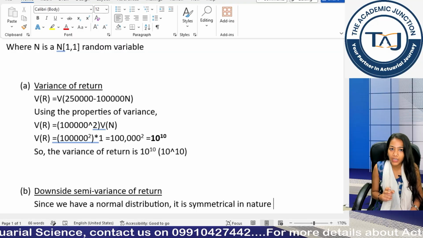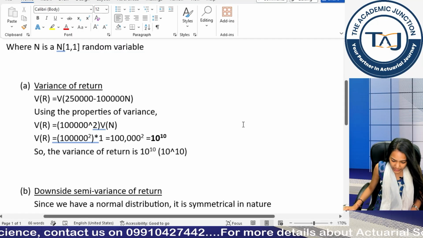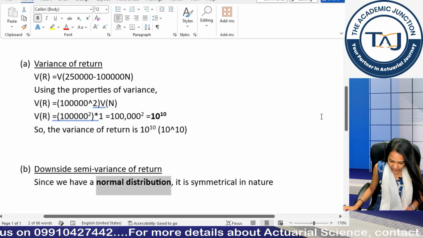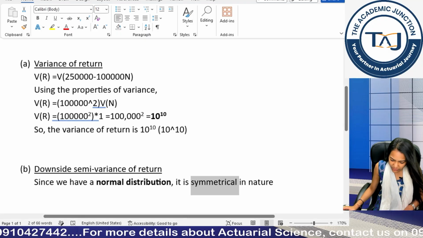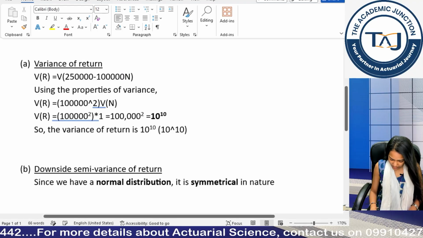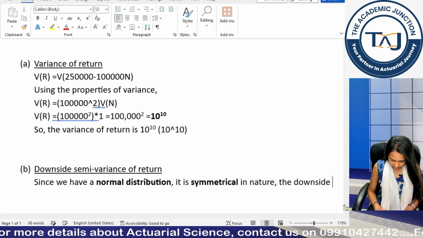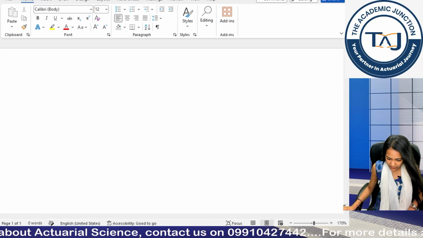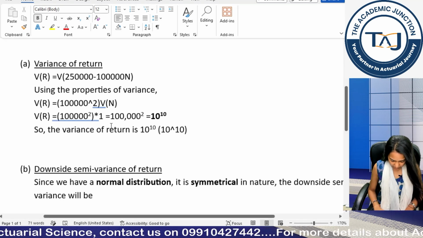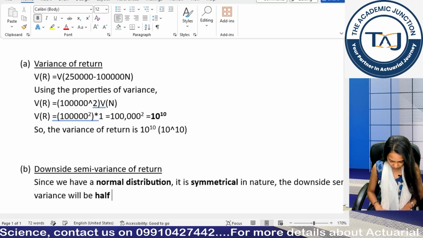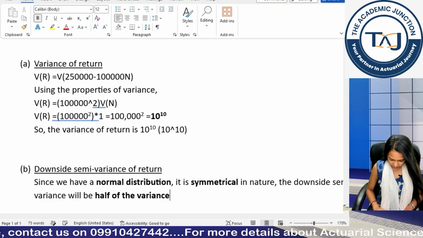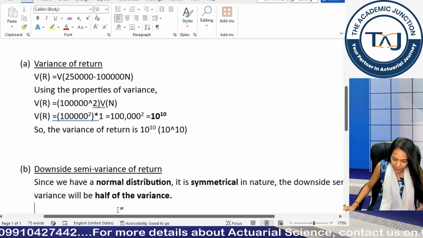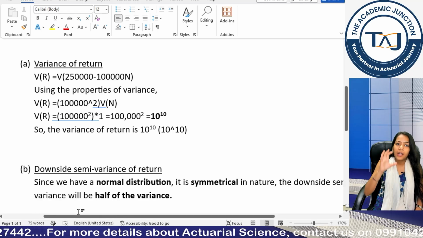This is worth 2 marks. These keywords, for example normal distribution, are keywords for you. Control B to bold that, or you can underline it. Symmetrical is a keyword. The downside semi-variance will be half of the variance is again your keyword. Look, this is half mark, this is half mark, this is half mark, and finally your half mark will be the numerical value.